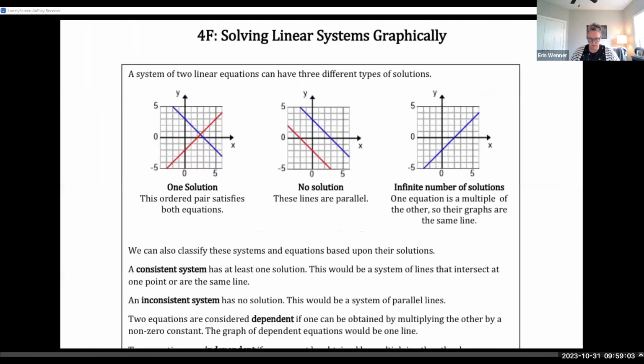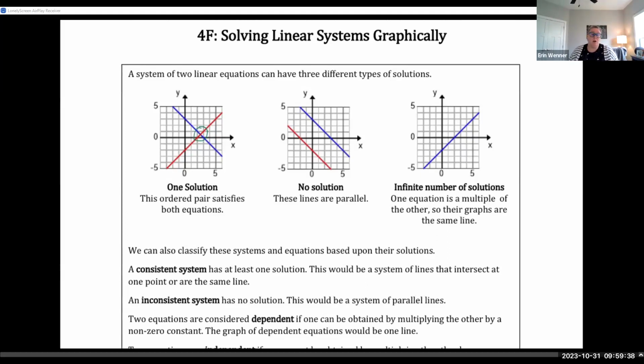Solving linear systems graphically. A system of two linear equations can have three different types of solutions. We can have one solution, and this is where an ordered pair satisfies both equations. When I say satisfy, it means that if I were to plug that ordered pair into both equations, it would make both statements true. And that ordered pair is where those two lines intersect. So this is that one solution. It's that point where those two lines overlap or intersect, however you want to say it.